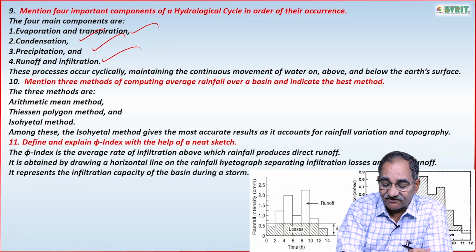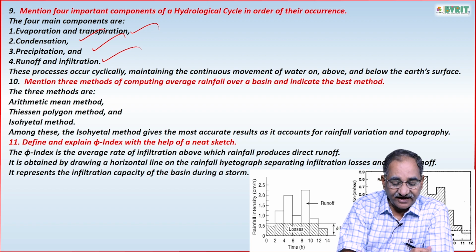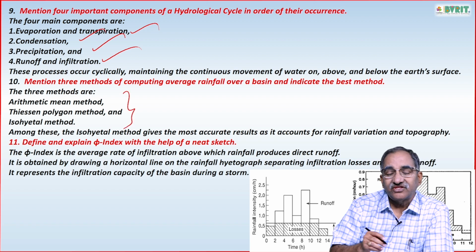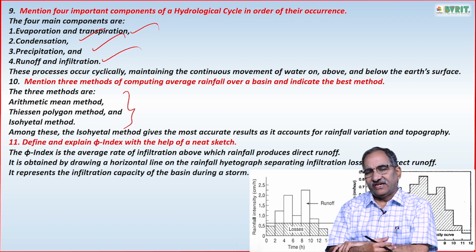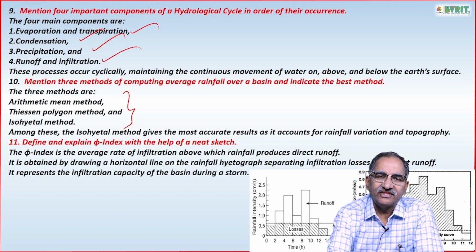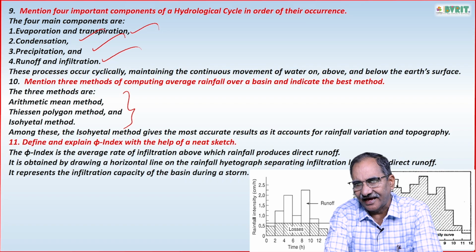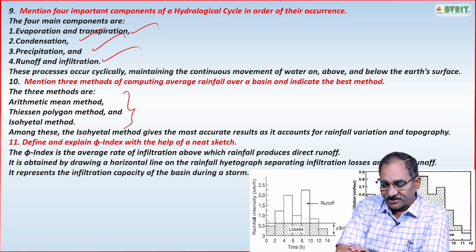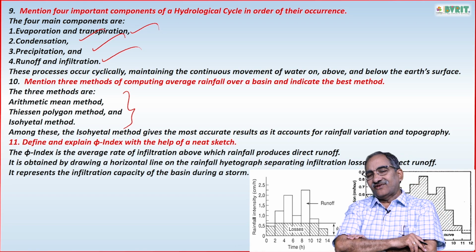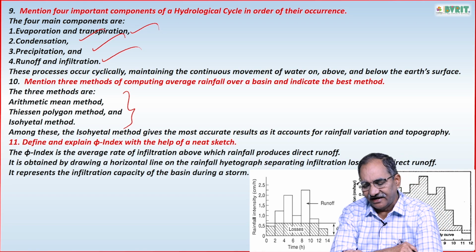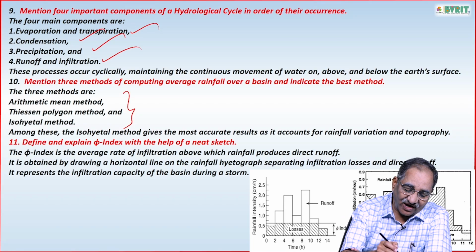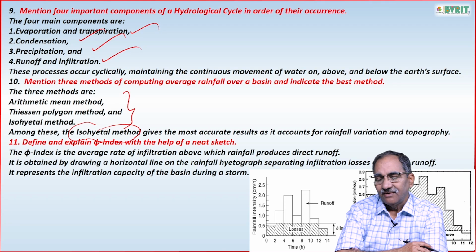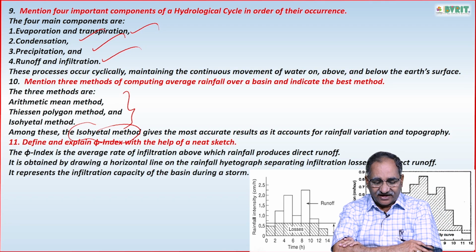Mention 3 methods of computing average rainfall over a basin and indicate the best method. There are 3 methods for estimating the average precipitation: the arithmetic mean method, the Thiessen polygon method and the isohyetal method. Out of the 3, the most accurate results can be obtained by using the isohyetal method.